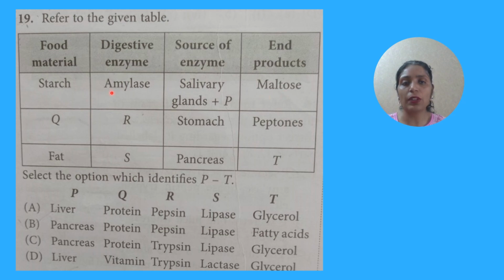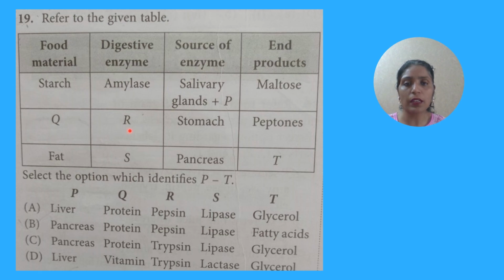amylase is of two types, salivary amylase and pancreatic amylase. One is secreted by the salivary gland, another one is secreted by the pancreas. So definitely P should be pancreas. We'll see B and C, there are two options which have pancreas given. Now we'll move to the second row.